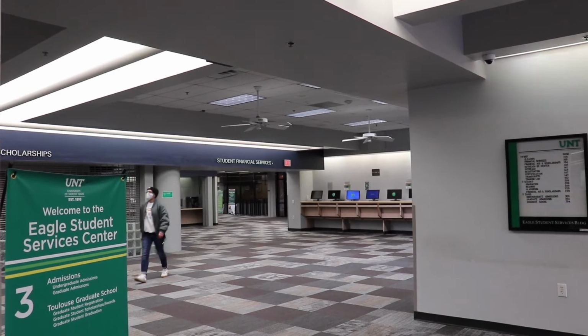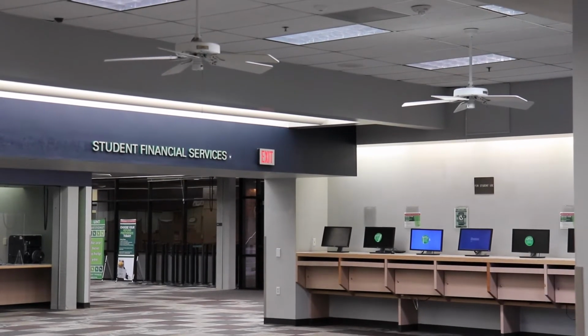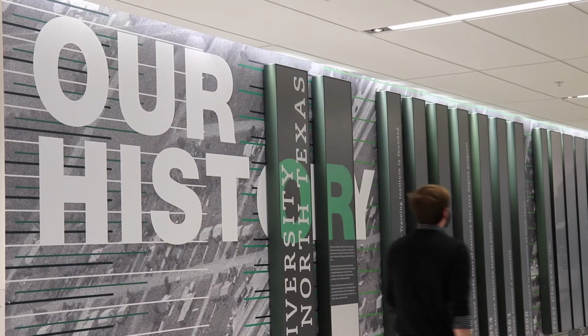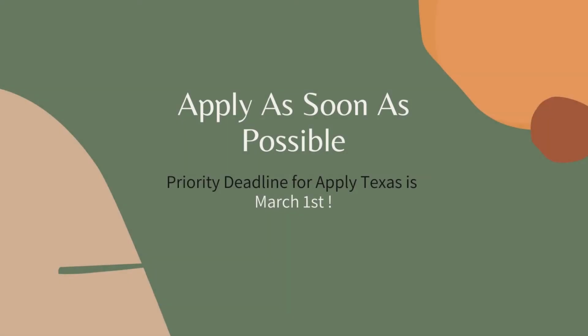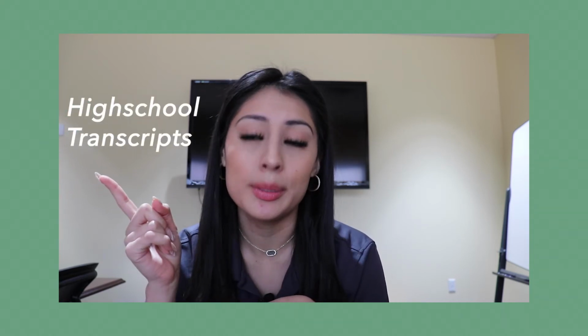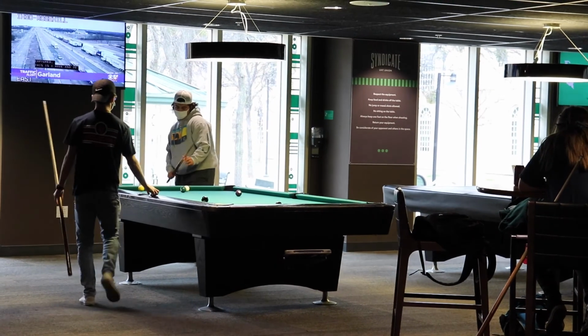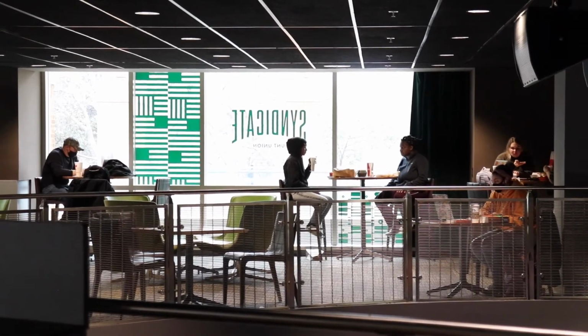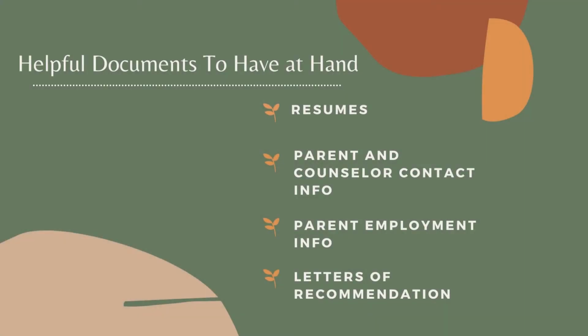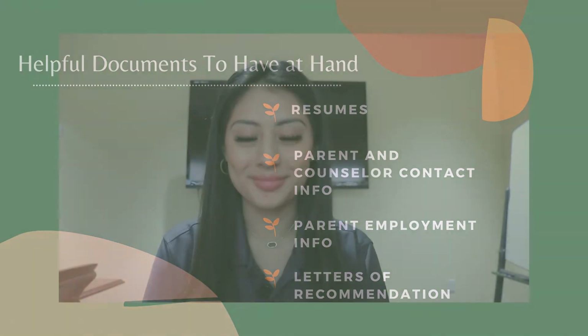When applying to UNT through the Applied Texas application, the application will open July 1st prior to your senior year, yet I do encourage you to apply as soon as possible or at least before the priority deadline of March 1st. Like all college applications, there will be some documents you will need before getting started, and these include your high school transcripts and your standardized SAT or ACT scores. Other documents that may be helpful are things like resumes with volunteer activities, extracurricular activities and awards, contact information for guardians and guidance counselors, parent employment information, and letters of recommendation.